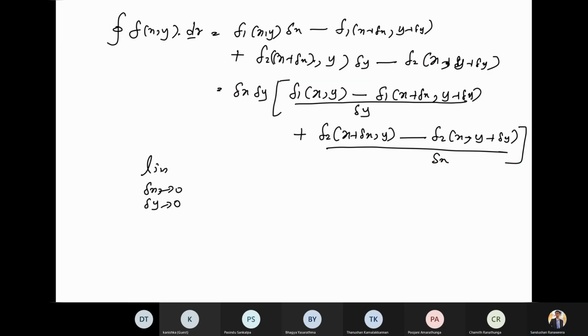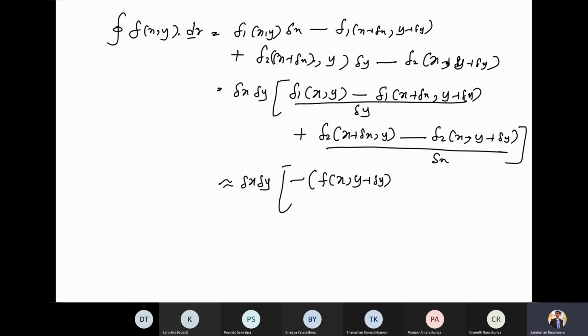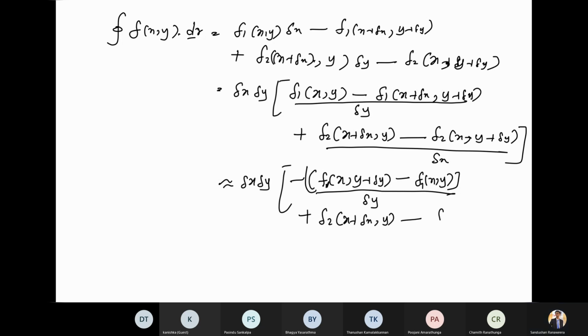You can easily take this thing as delta x into delta y. Let's say delta x is pretty small. You don't have to take the limits, and you can easily see that if delta x and delta y are too small, you can approximate this thing as this. You take the minus out from these first two terms, and you will have f1(x, y plus delta y), because delta x is too small, I just neglect that part, and f1(x, y), divided by delta y, plus f2(x plus delta x, y) minus f2(x, y).